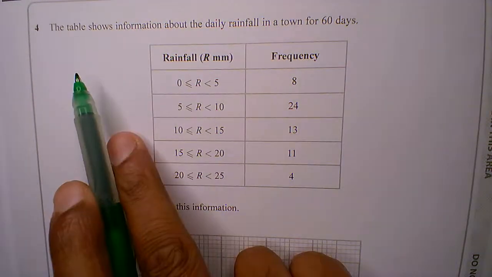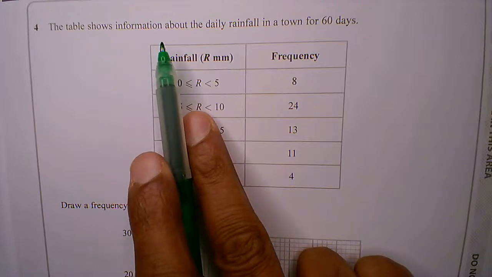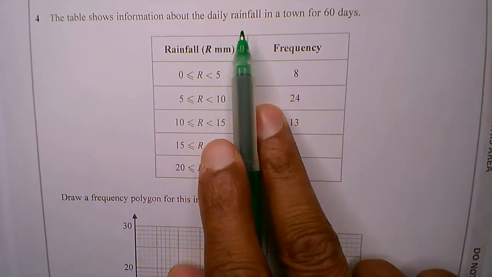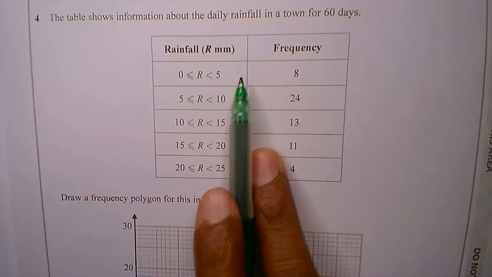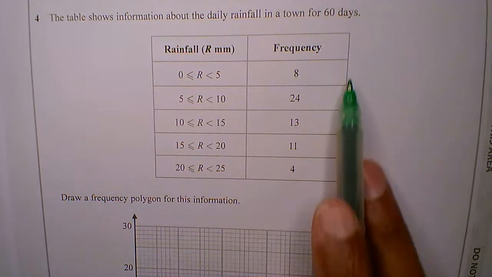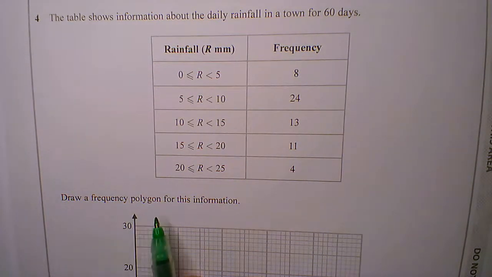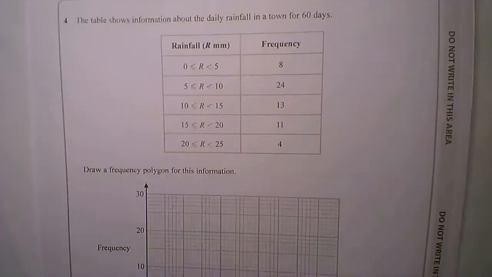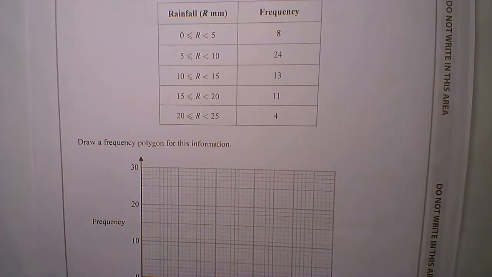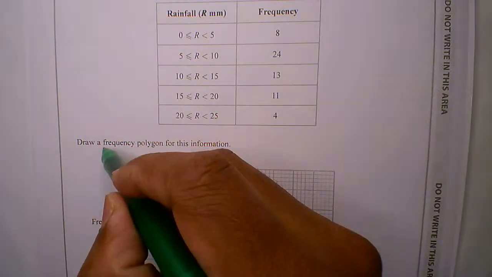Okay, so question 4 is: the table shows information about the daily rainfall in a town for 60 days. So we've got rainfall and frequency, and you can see 0 to 5 and so on, and our frequency. Draw a frequency polygon for this information. So in terms of what this topic is, it's quite clear for us. It's a frequency polygon.